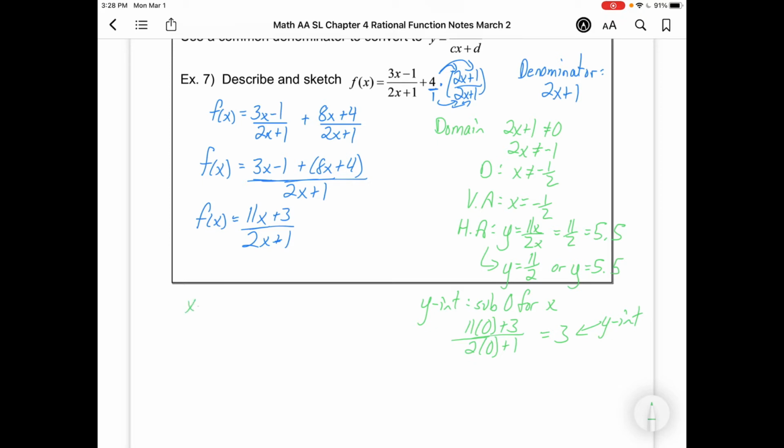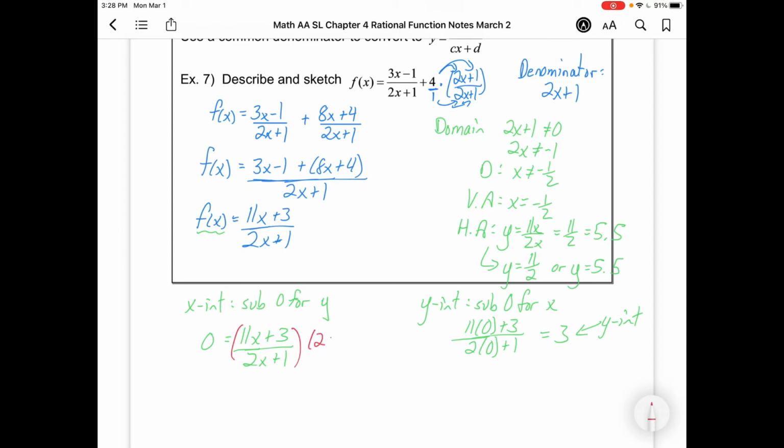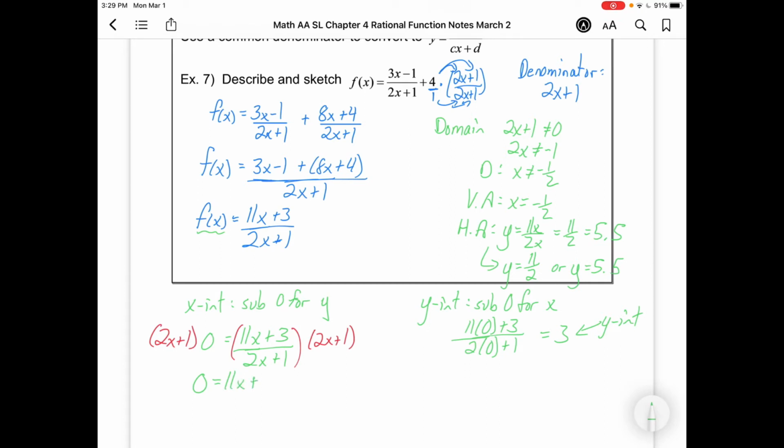Lastly, I need to find my x-intercept. To do that, we sub 0 for y. Okay? And remember, y and f of x mean the same thing, so I'd get 0 equals 11x plus 3 all over 2x plus 1. Looks like a miserable equation, but in equations that have fractions, we could just multiply both sides by whatever denominators we want to get rid of. And what am I going to get here? I'm just going to get still 0 on the left equals 11x plus 3, or 11x equals -3, or x equals -3/11. There's the x-intercept.